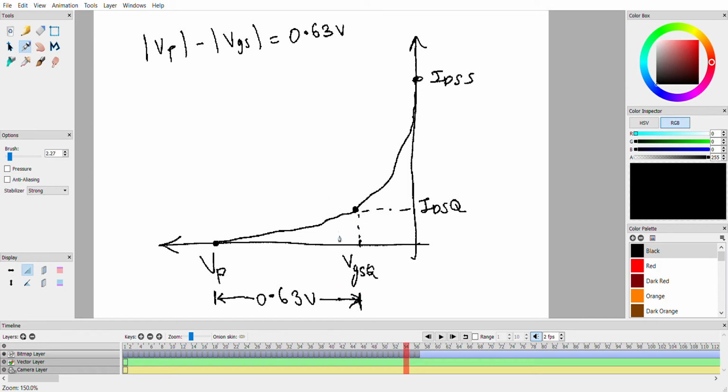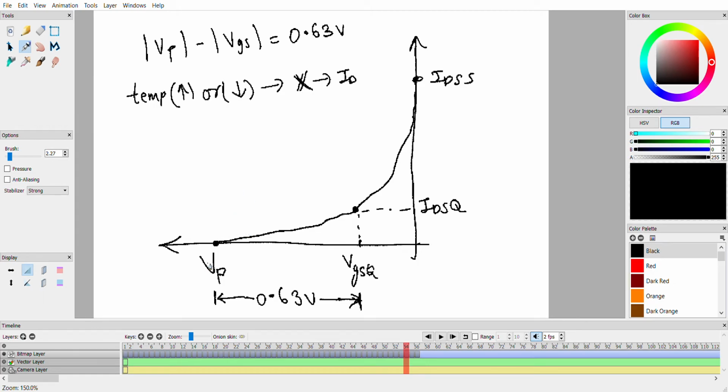That means if we somehow manage to keep the VGS at 0.63 volts from VP, okay, then we will see negligible effect on ID with respect to temperature. That means even if the temperature increases or it decreases, there won't be any effect on ID. That means ID totally is independent of temperature. Okay. So that was the whole idea behind the concept, designing the circuit, or basically biasing techniques to make ID independent of temperature.